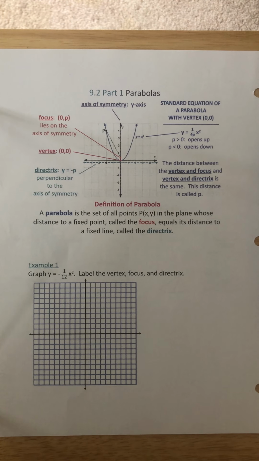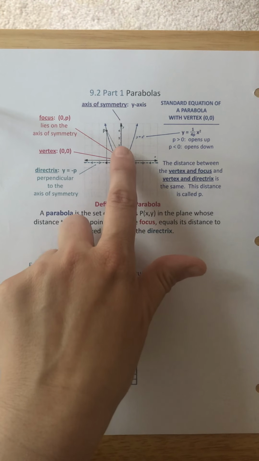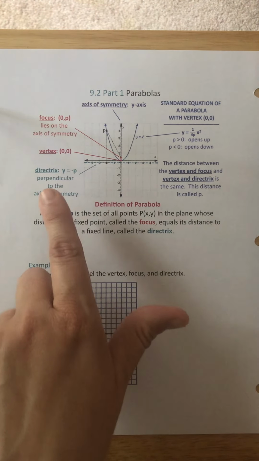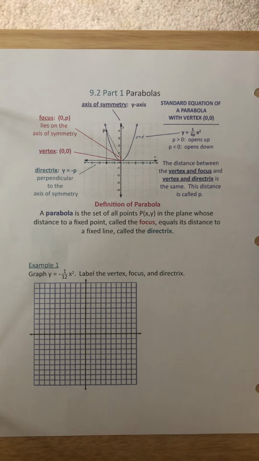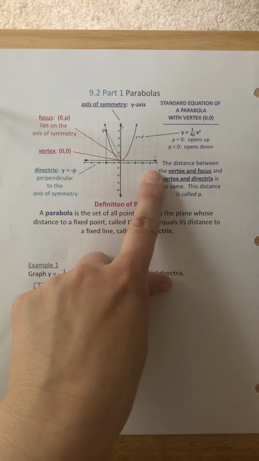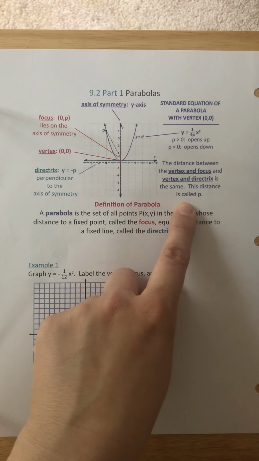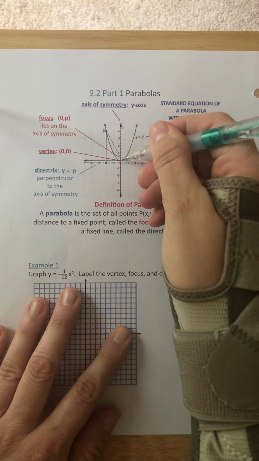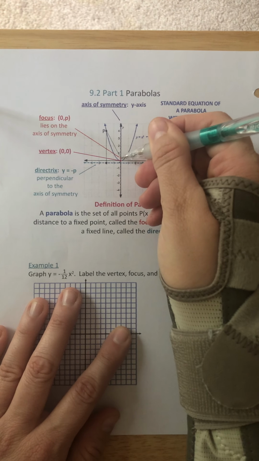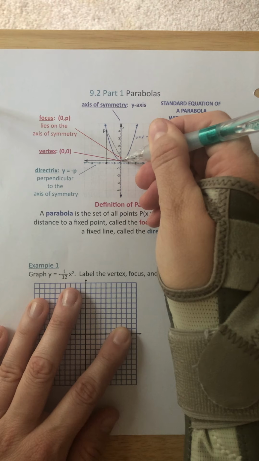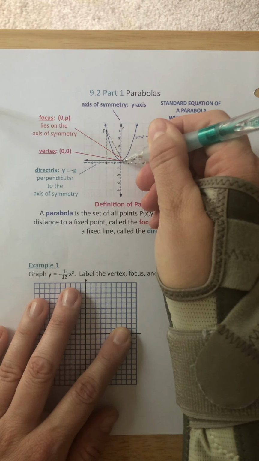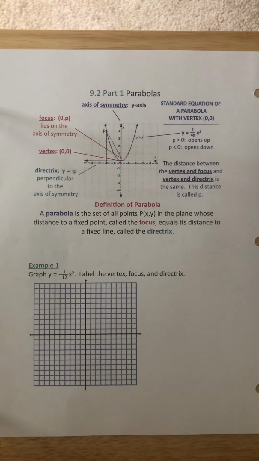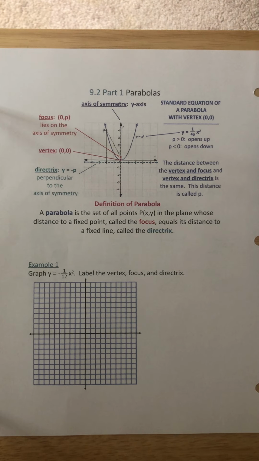Then you have what's called a directrix, and it is a dotted line. In our case, because we have parabolas that are opening up or down, we're going to have a horizontal dotted line, and that's the directrix. Now what this says is that P represents the distance from the vertex to both of these. So from the vertex to the focus is the same distance as the vertex to the directrix. They are the same amount of space away from the vertex.